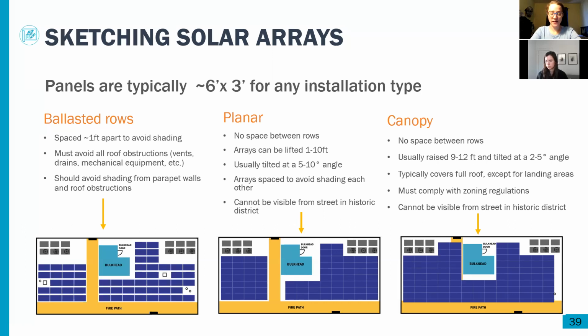Like we said before, canopy has to comply with zoning regulations, so that's the extra 4 feet plus the maximum height. But they can cover pretty much anything. Often they could even cover the bulkhead roof if the height allows it. And for drawing things, usually solar panels are about 6 feet by 3 feet in rectangles. Sometimes they're different, but that's a good estimate to use.